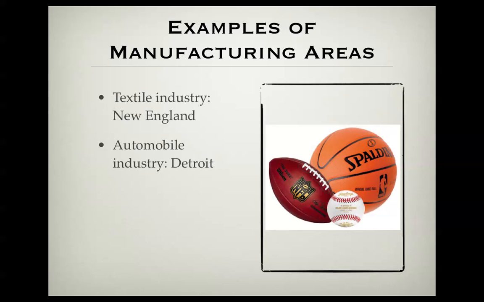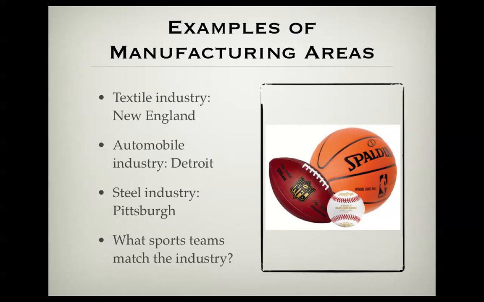Next is the automobile industry in Detroit. If you think about the basketball team, the Detroit Pistons, a piston is a part of a car engine. Steel industry in Pittsburgh, you have the Pittsburgh Steelers. Of course, we already talked about what these sports teams were, so we'll discuss these a little bit more in detail when we return in class.